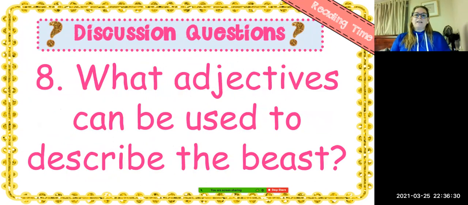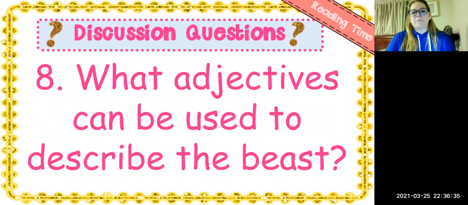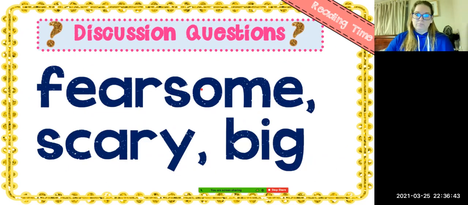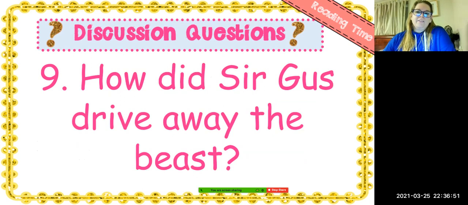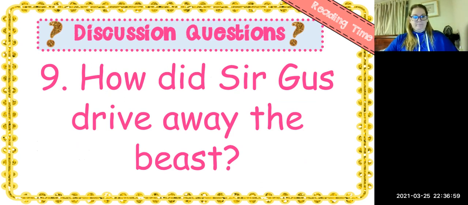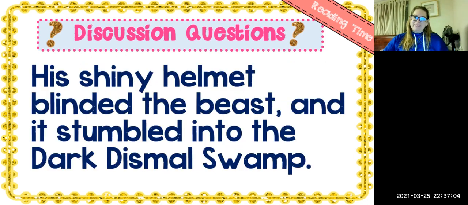Remember, adjectives are describing words. Think about the pictures, think about how they describe the beast in the story. Fearsome, that's in the title. Scary, big, he looked big. So, how did Sir Gus drive away the beast? What did he do? He didn't really do it, it just kind of happened, didn't it? His shiny helmet blinded the beast and it stumbled into the dark, dismal swamp.